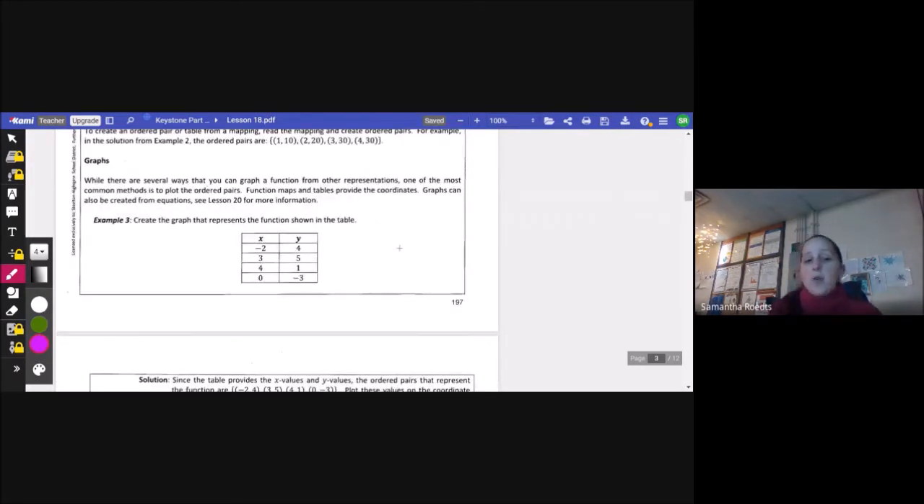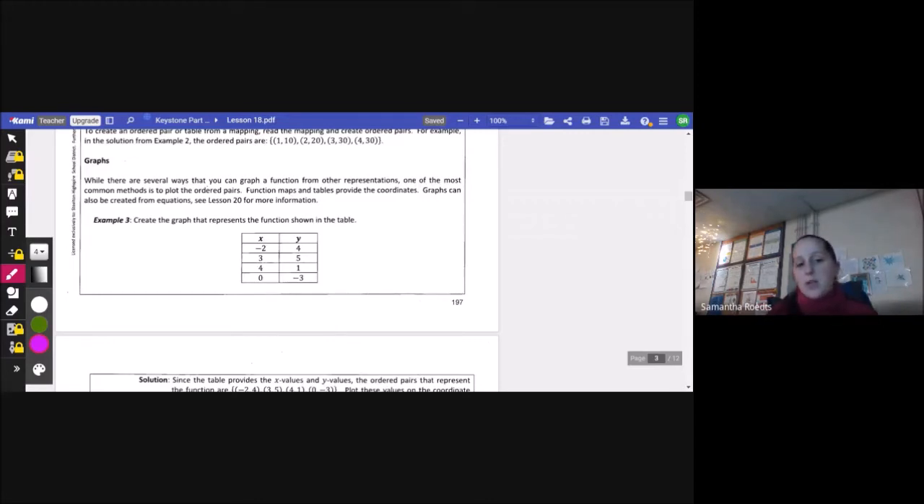Graphs. While there are several ways that you can graph a function from other representations, one of the most common methods is to plot the ordered pairs. Function maps and tables provide the coordinates. Graphs can also be created from equations. See lesson 20 for more information.